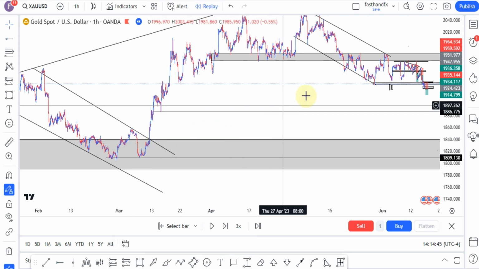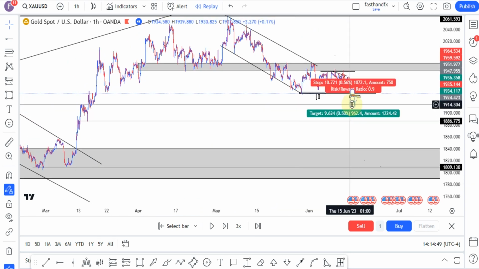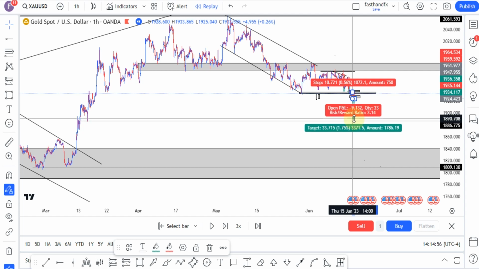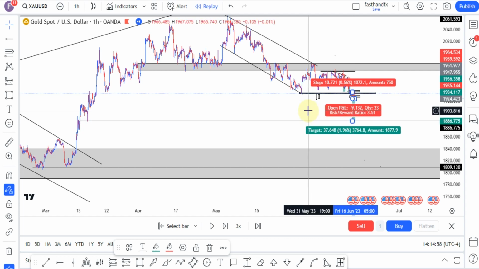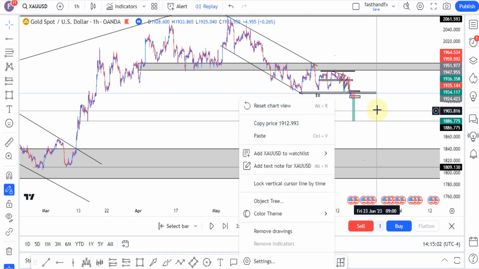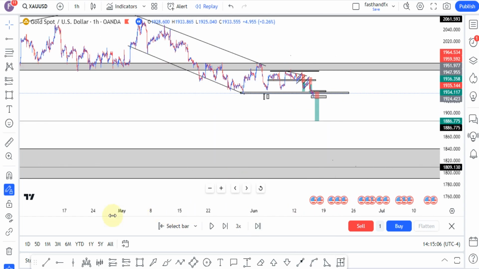Let's see if the market will be able to give us those number of pips. The target is like 376 pips. Yeah, that's crazy. And what are we risking here? Let me zoom out again so that you can see the whole chart, how it looks.